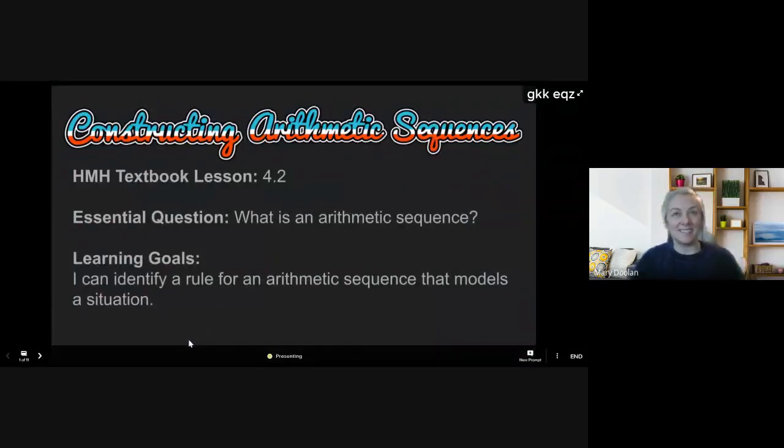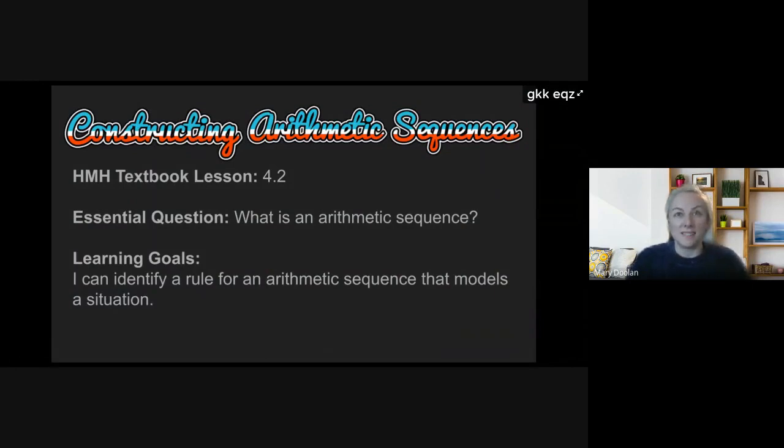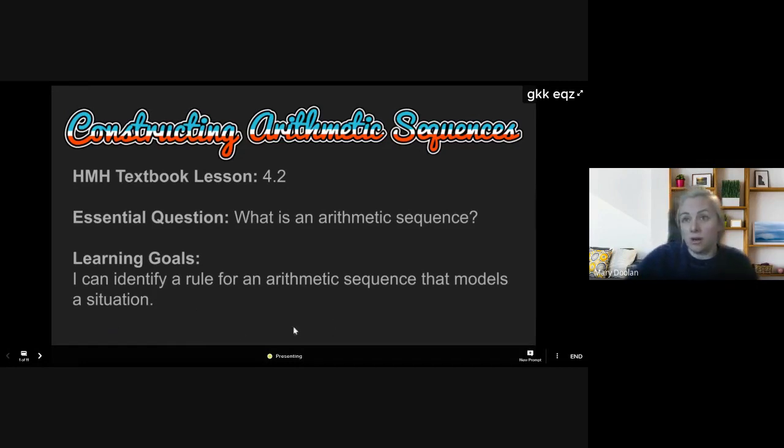Today's lesson is on constructing arithmetic sequences. This is the textbook lesson 4.2 in our HMH textbook. Your essential question is, what is an arithmetic sequence? Earlier this week, on Monday, we had our first lesson on sequences, and so we're going to keep building on what arithmetic sequences are. Our learning goal today is that I can identify a rule for an arithmetic sequence that models a situation.